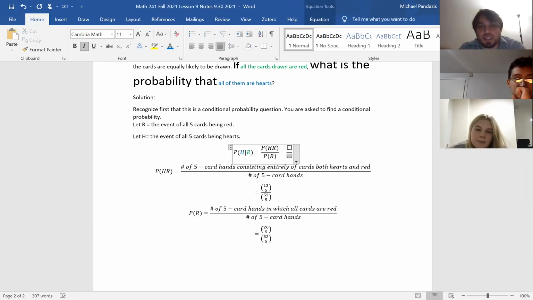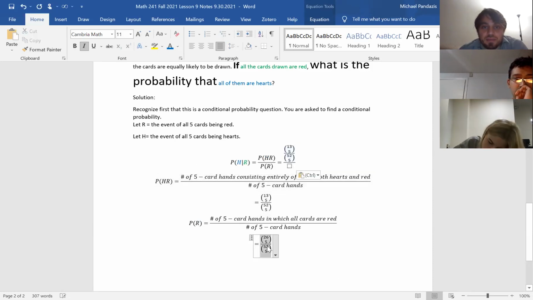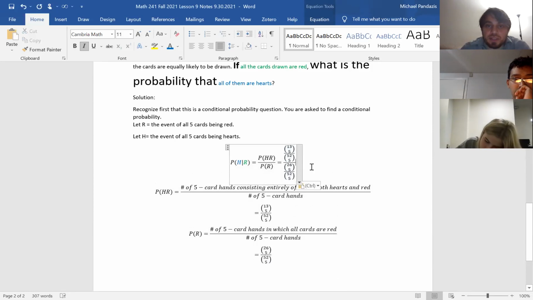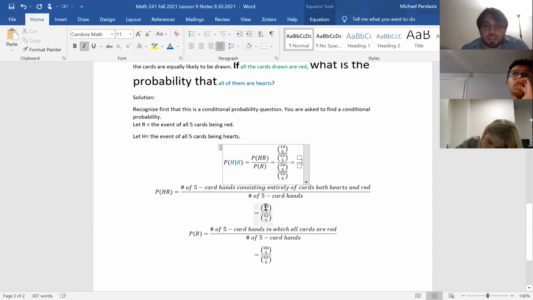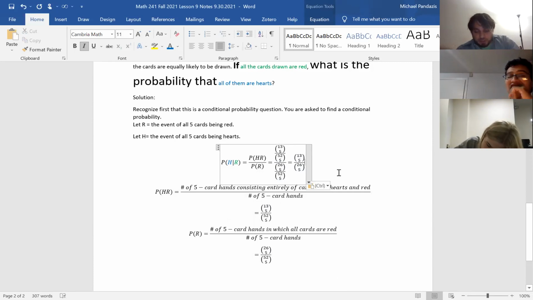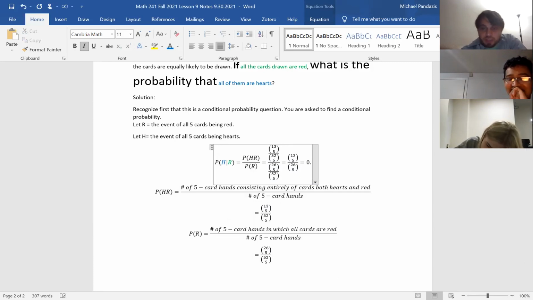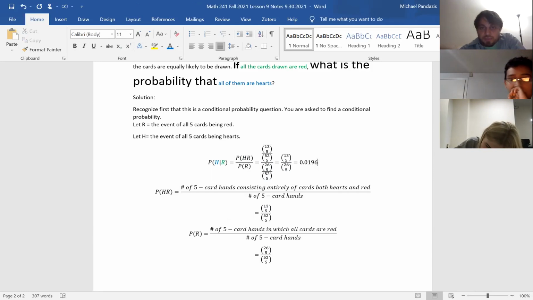Then you just plug these probabilities in here, so you have this amount divided by this amount. But then the denominators cancel. So you end up with 13 choose 5 divided by 26 choose 5. That's the probability. When you calculate that, you get 0.0196. And that's the answer. Make sense? Any questions?